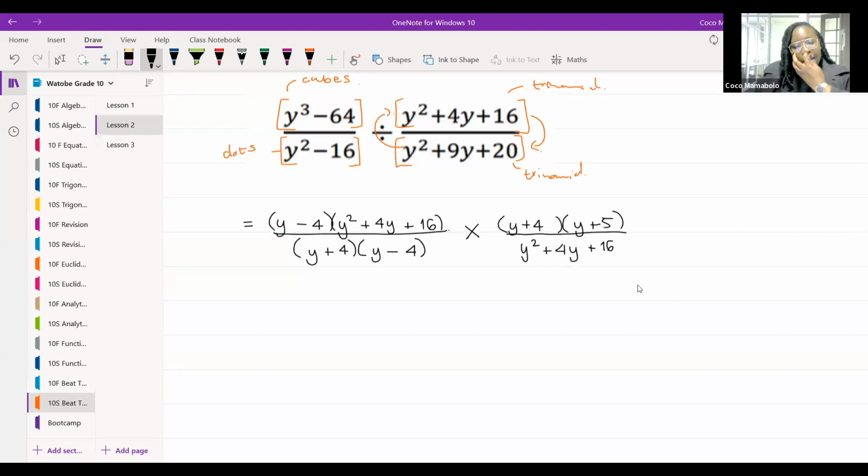Okay, and then we can cancel. I've got a y minus 4 and a y minus 4. I've got a y plus 4 and a y plus 4. And then this whole bracket, y squared plus 4y plus 16, will cancel out with y squared plus 4y plus 16. So my final answer for this whole bracket is y plus 5. Imagine all that work just for y plus 5.